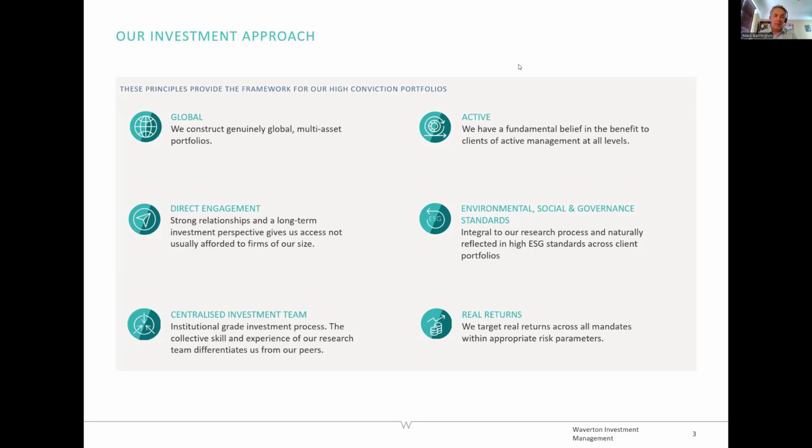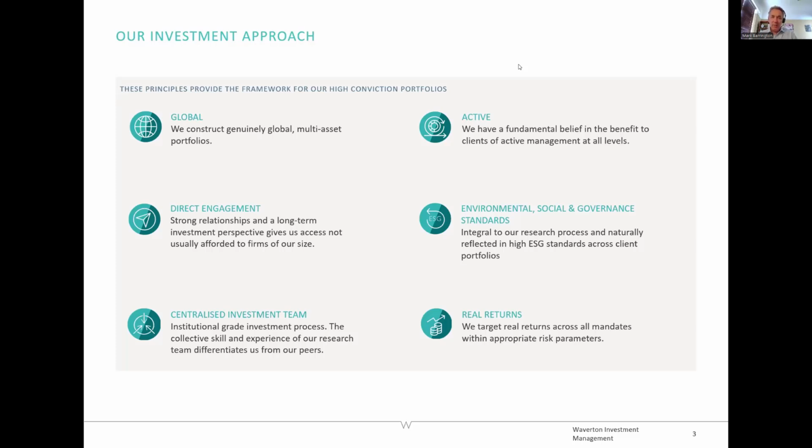Just going down the list, by direct engagement, and I think this is a point of differentiation on the MPS side. Our portfolios are constructed from direct equities and direct bonds. So we're not a fund of funds house. We invest directly into equities and bonds. That helps to keep the costs down. The MPS is typically between 60 and 70 basis points total cost. That includes our fees. And it also gives us more control over the portfolio, for example, in things like ESG, understanding all the moving parts and so on.